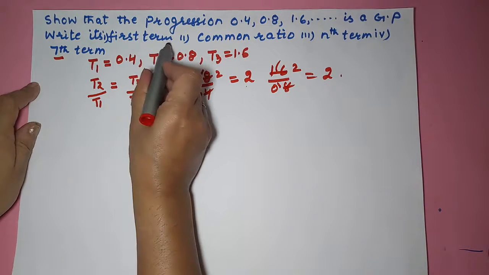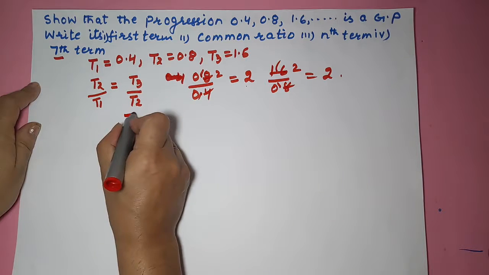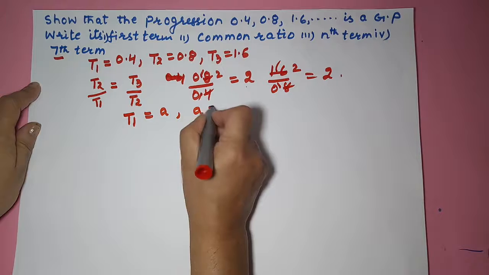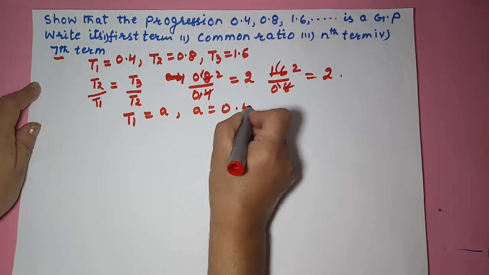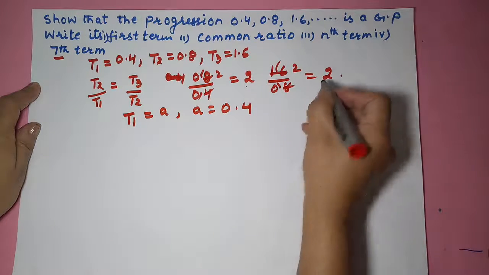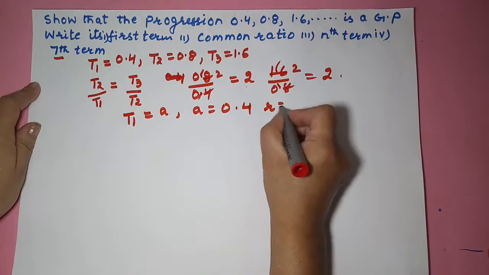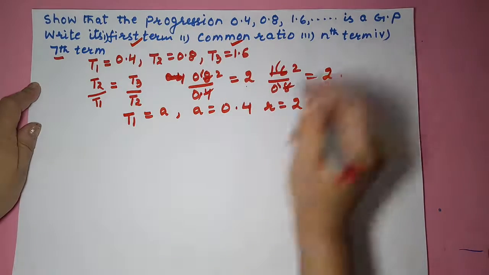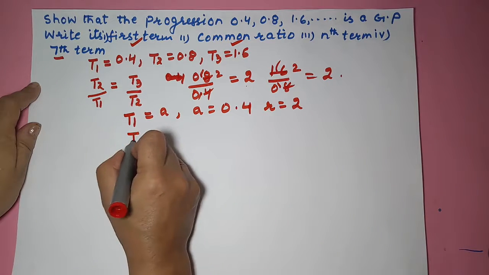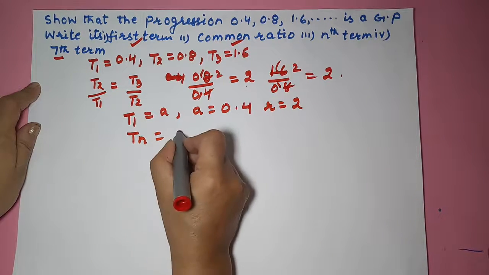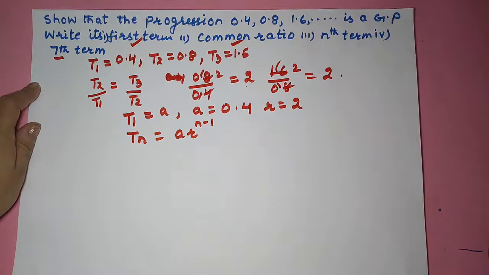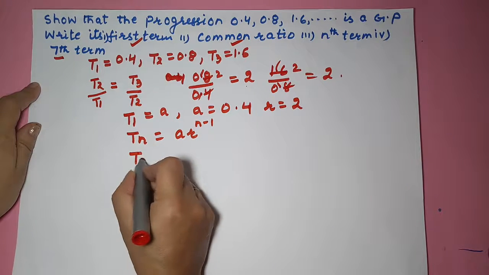Now what is the first term of the progression? First term is always T1, which is A. So your A is 0.4. And the common ratio you have found, R is equal to 2. So first two parts of the question are done. Now nth term. For the nth term we know that Tn is equal to A R to the power n minus 1. Right? So let's substitute the values now.